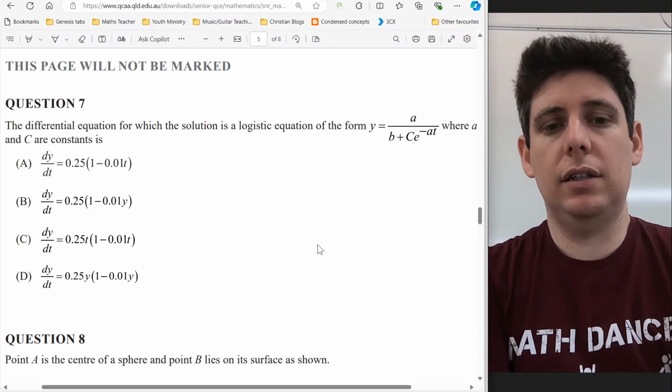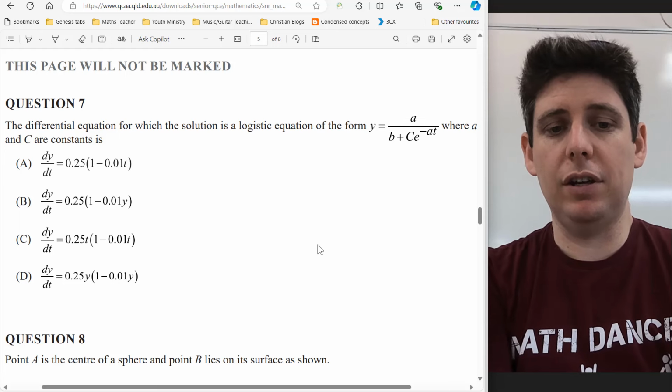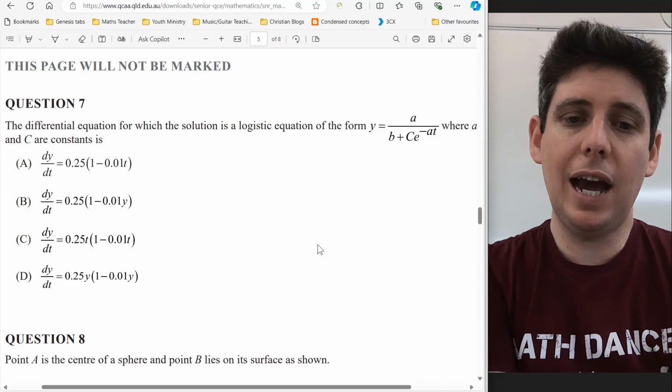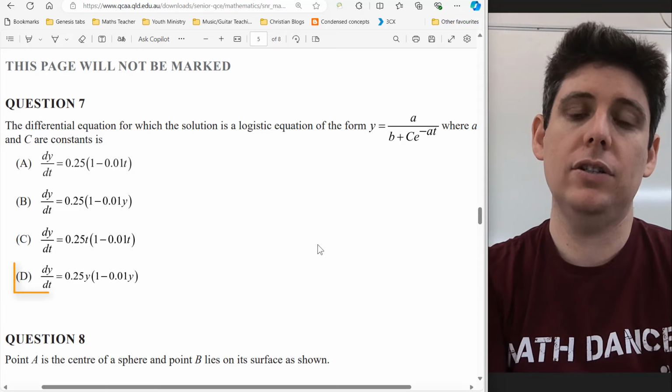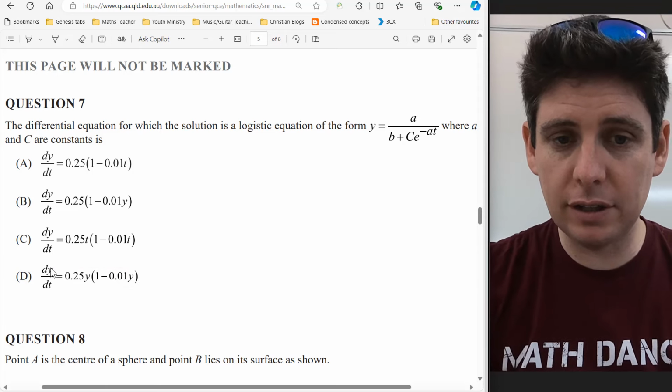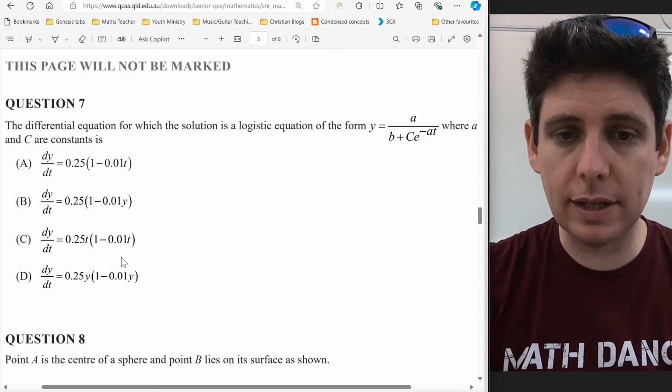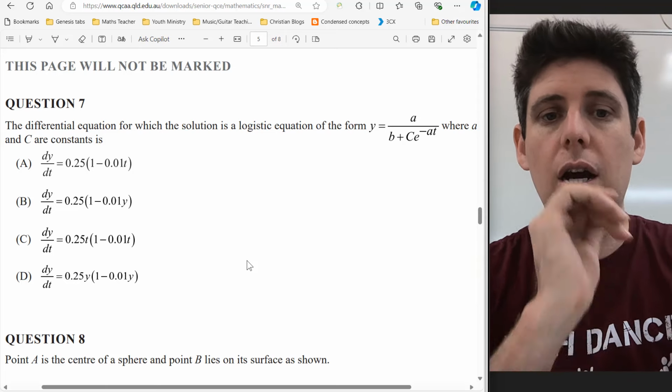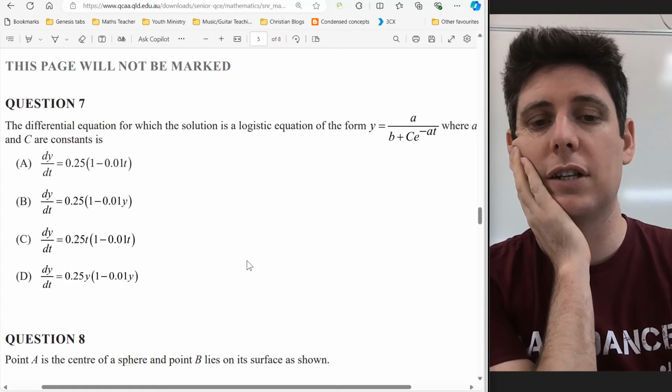So if we look at what we've got being given, only 7D has Y twice. So the answer has to be 7D. The logistic equation has the top parameter twice. That's what makes it the solution to the logistic equation.